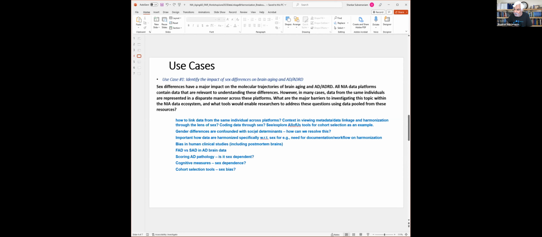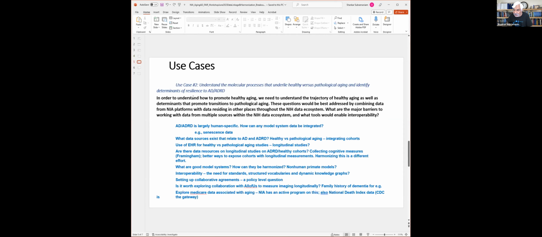Gender differences are confounded with social determinants. How can we resolve this? This is a big challenge. It's important how data is harmonized, specifically with reference to sex. For example, we need the documentation and workflows for harmonization. Specific questions that came up are bias in human clinical studies, including postmortem brains, FAD versus SAD brain data. Scoring: is the scoring the same for male and female? Cognitive measures, same for male and female? Cohort selection tools, same for male and female?